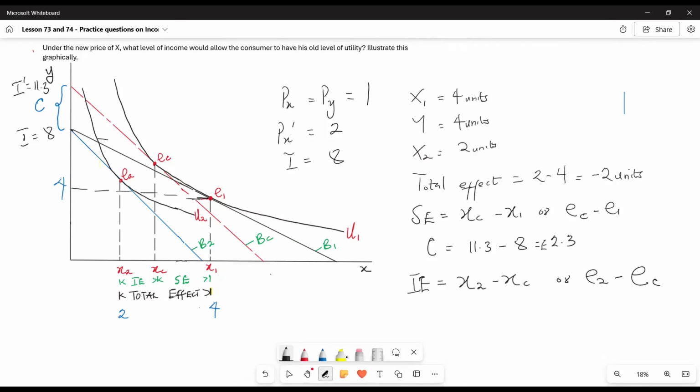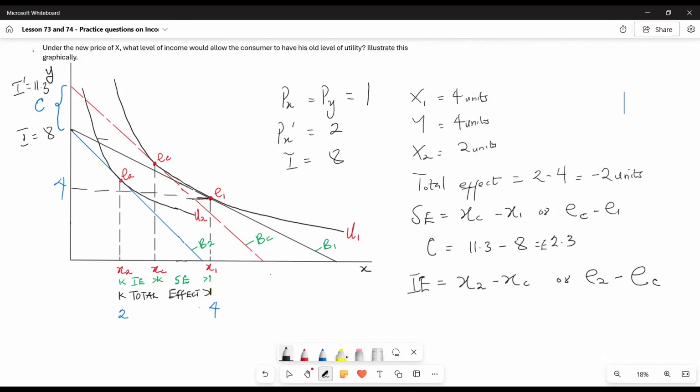Hi, welcome back. In our previous lesson, we started with a practice question on income and substitution effect. Today, we'll be moving on to part 2. So our task here today is to split the total effect of a price change into income and substitution effect.